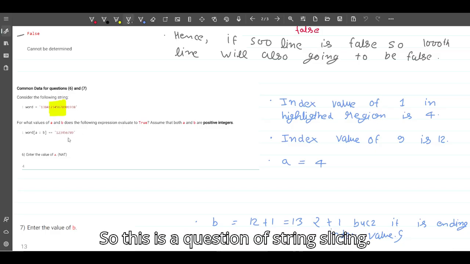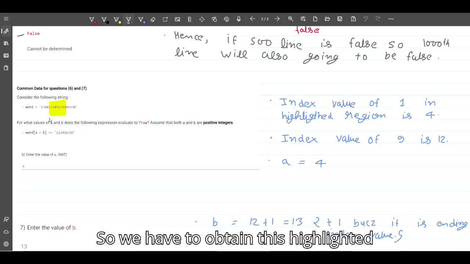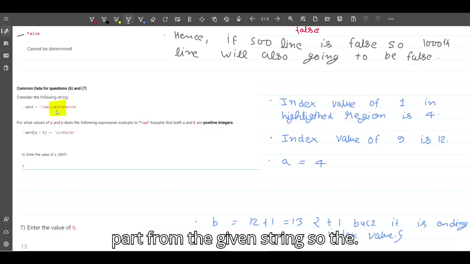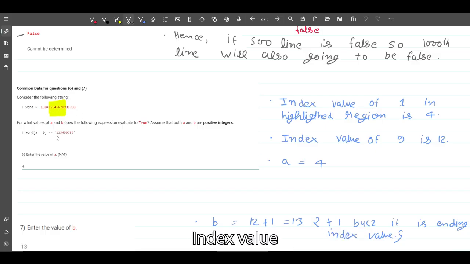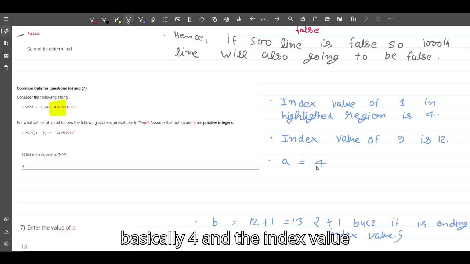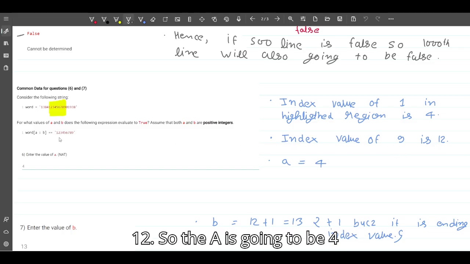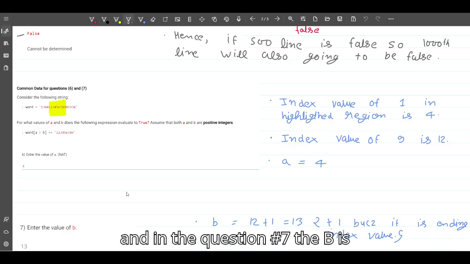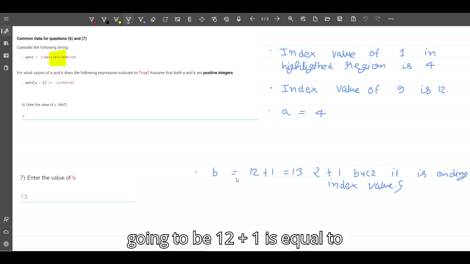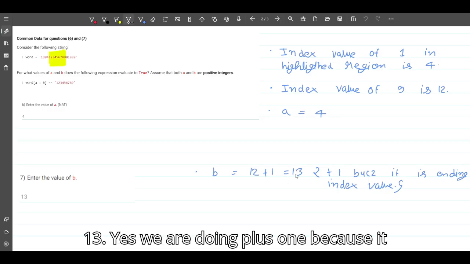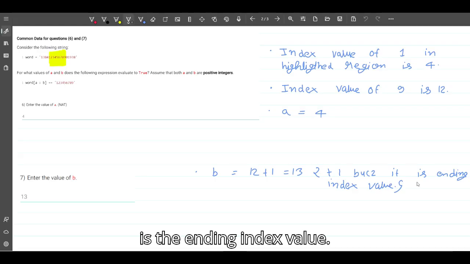So this is a question of string slicing, so we have to obtain this highlighted part from the given string. The index value associated with this 1 is basically 4, and the index value associated with the 9 is basically 12. So a is going to be 4, and in question number 7, b is going to be 12 plus 1, which is equal to 13. Yes, we are doing plus 1 because it is the ending index value.